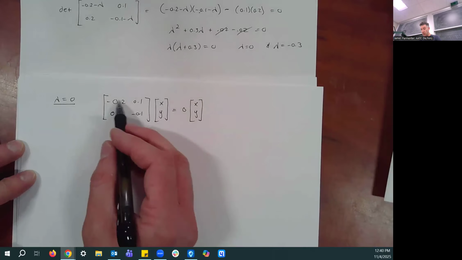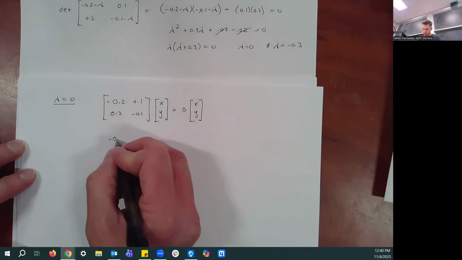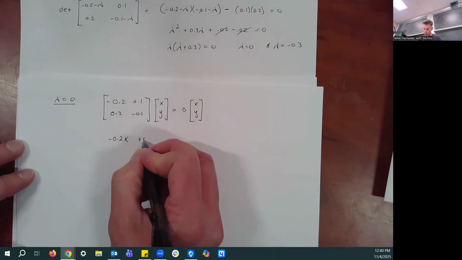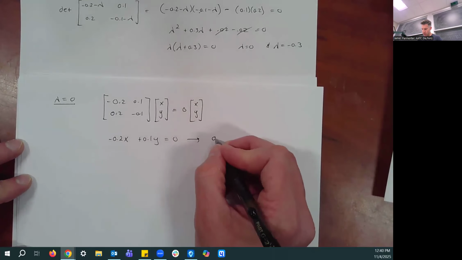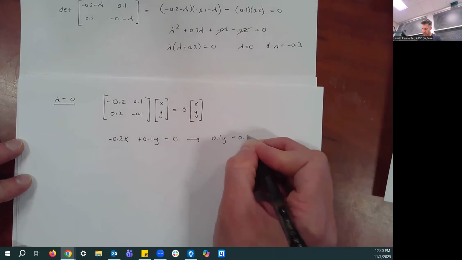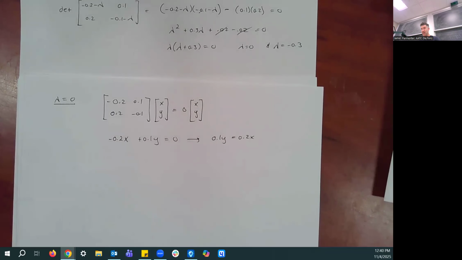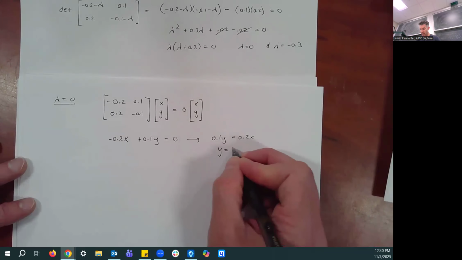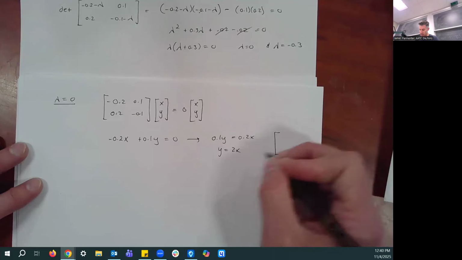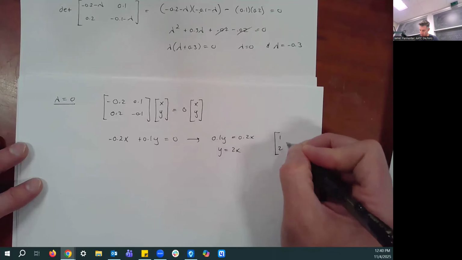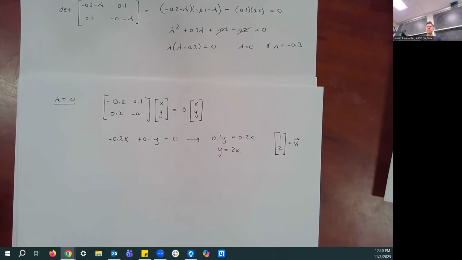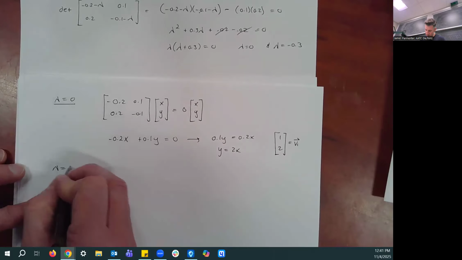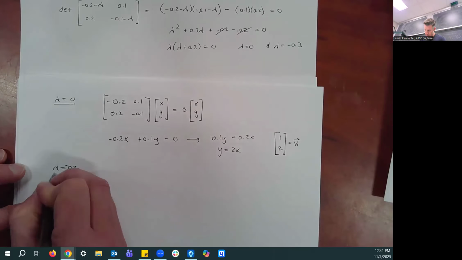So again, looking at the first equation, I've got negative 0.2 times x plus 0.1 times y equal to 0. Isolating y, I've got 0.1y equal to 0.2x. I would probably multiply both sides by 10 to say that y is equal to 2x. So my eigenvector should be x is 1 and y is 2. Didn't I say something about one of the eigenvectors being 1 and 2? Interesting. Then for the other one, lambda equal to negative 0.3.